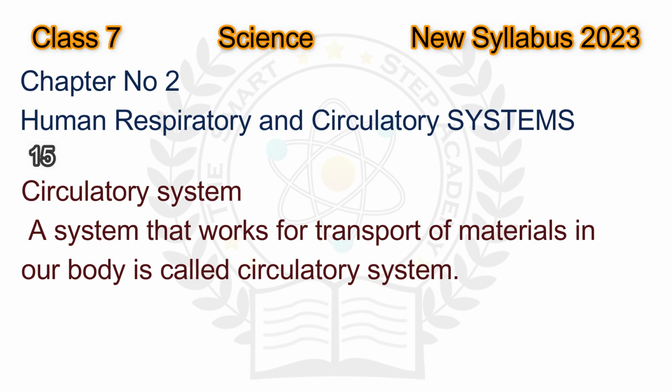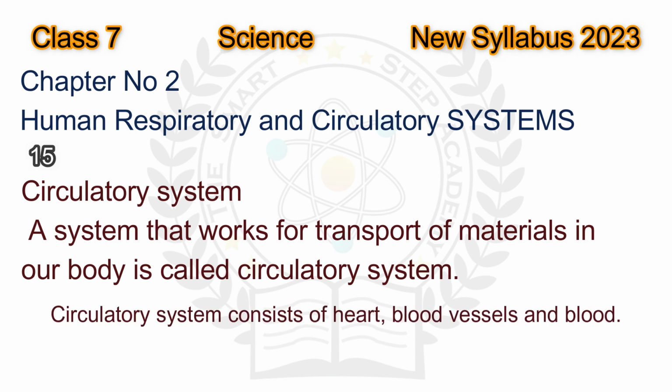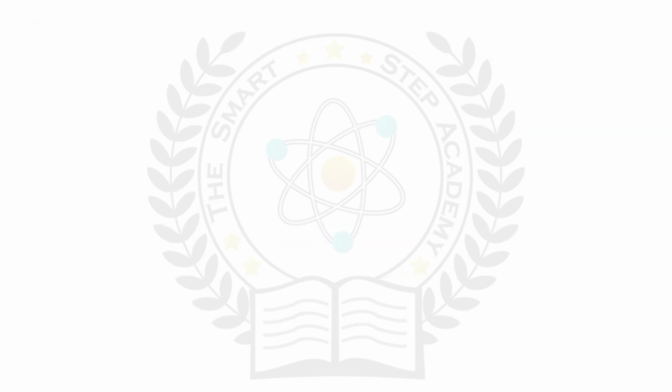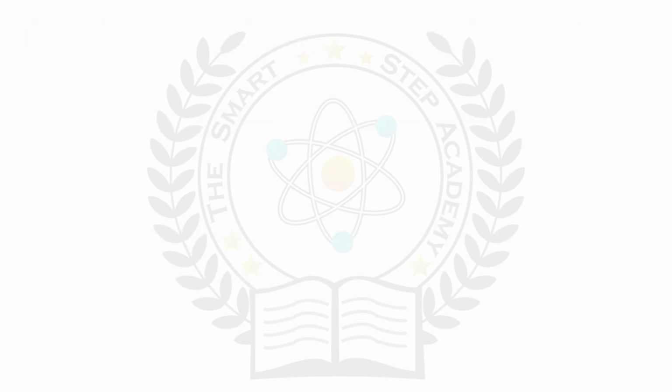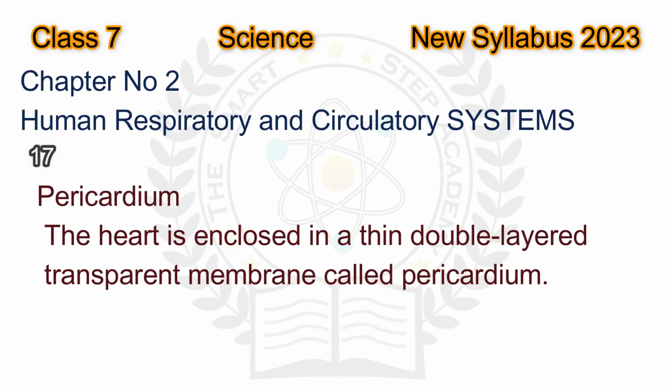Circulatory system. A system that works for transport of materials in our body is called circulatory system. Circulatory system consists of heart, blood vessels, and blood. Heart. The organ that pumps the blood in blood vessels is called heart. Pericardium. The heart is enclosed in a thin double-layered transparent membrane called pericardium.